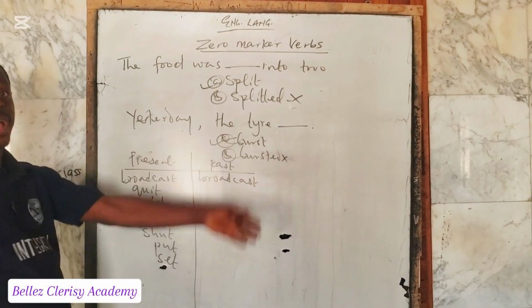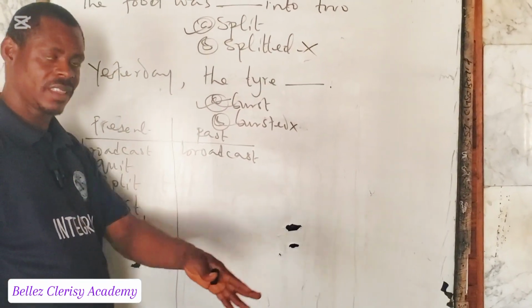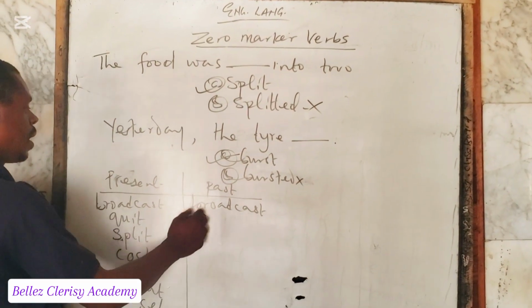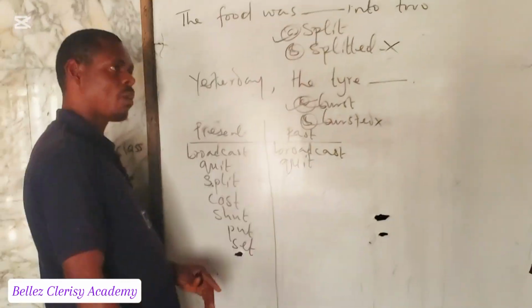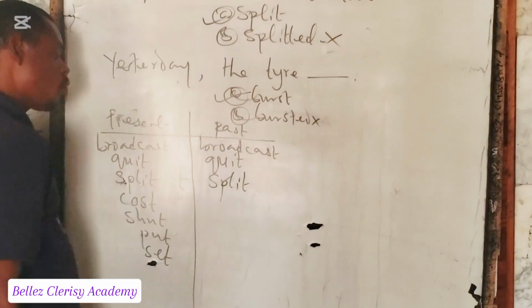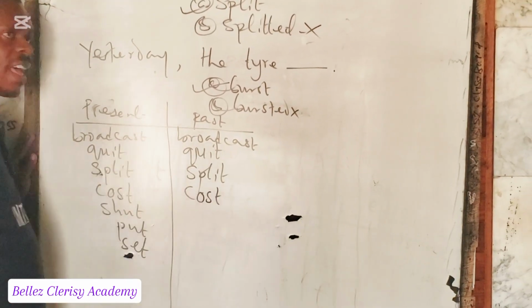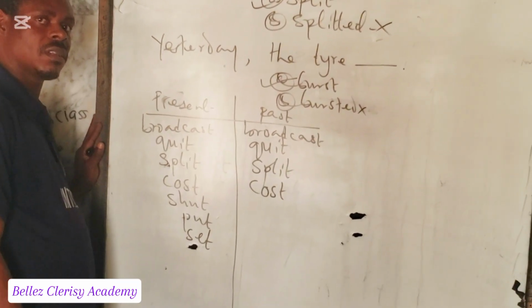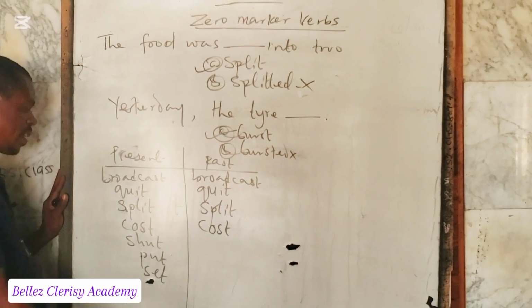The news was broadcast yesterday. Not the news was broadcasted, the news was broadcast yesterday. Because the word broadcast is a zero marker verb, it does not have any past tense marker. The man quit our house last year, not the man quitted. The man quit our house last year. The food was split into two, not the food was splitted into two. Last year, the price of petrol cost 1,000 naira per liter, not costed. The word costed does not appear in English.